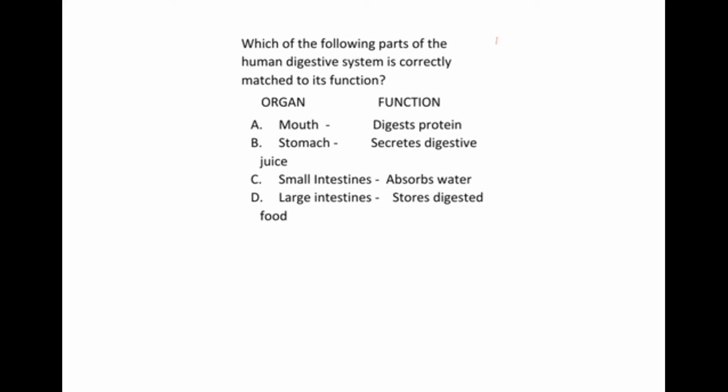The mouth helps in the digestion of carbohydrates. Then from there we have the stomach. The stomach helps in digestion of proteins using the enzyme called pepsin, which is found in gastric juice.